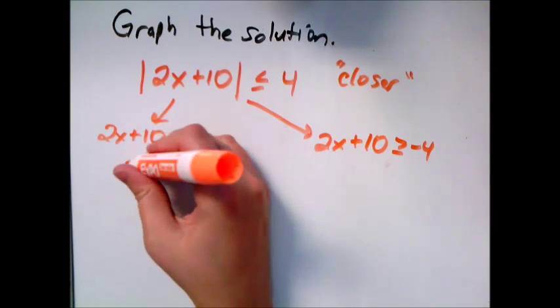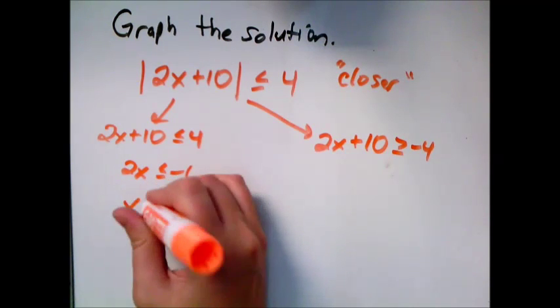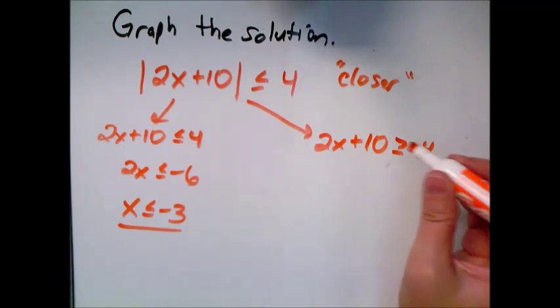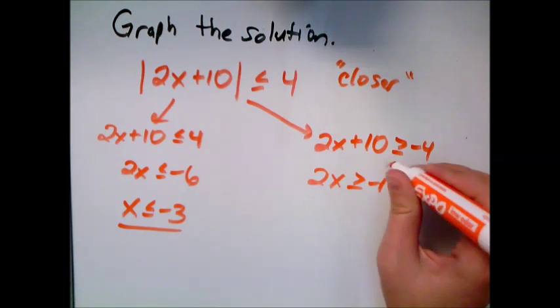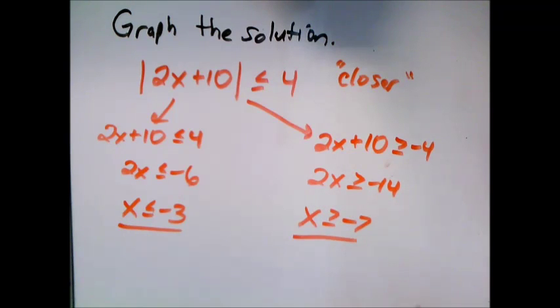So subtract 10 from both sides. 2x less than or equal to -6. So x is less than or equal to -3. And then subtract 10 from both sides over here. So greater than or equal to -14. So x is greater than or equal to -7.